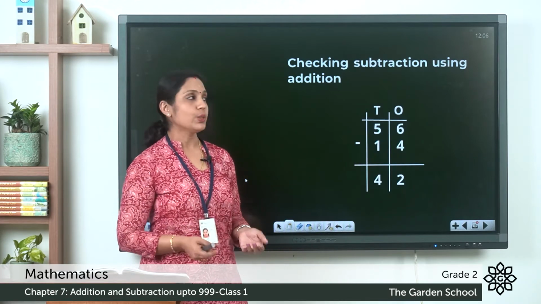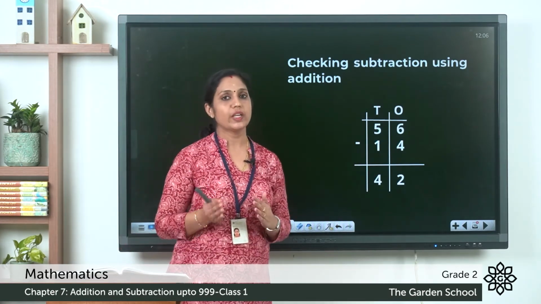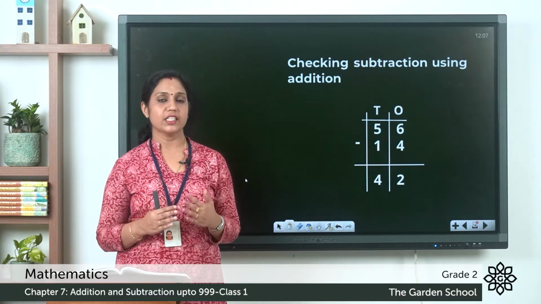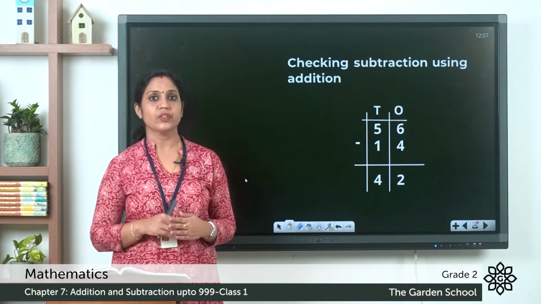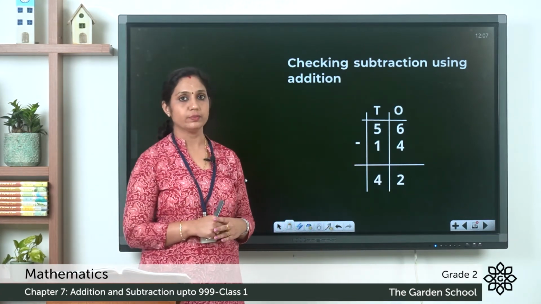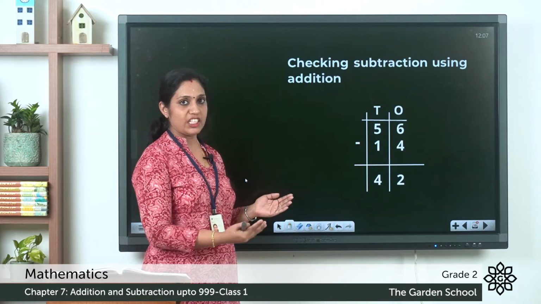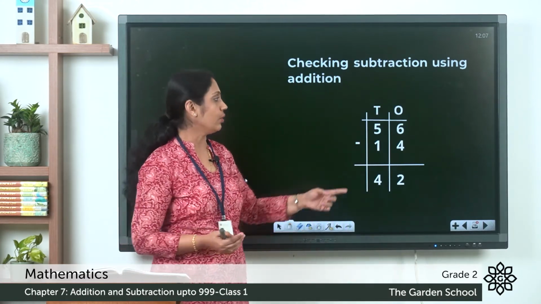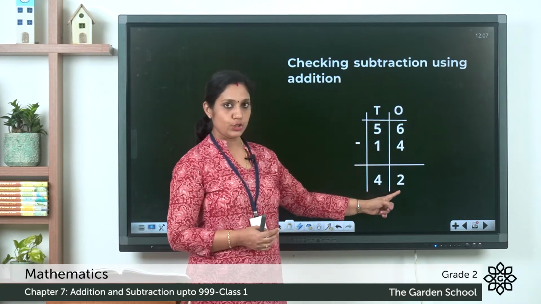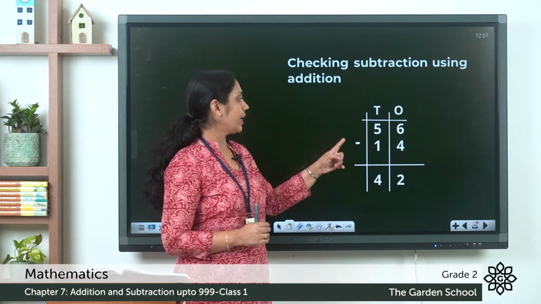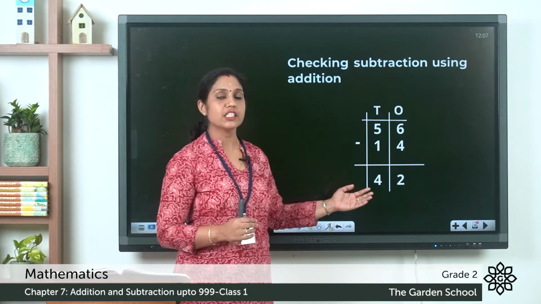Checking subtraction using addition. This also we have learned in our chapter on subtraction. How can we check whether the answer that we got is correct or not? Let's see, we have 56 minus 14 here. In the ones place we have 6 minus 4, which is 2. And in the tens place we have 5 minus 1, which is 4. We get the answer 42.